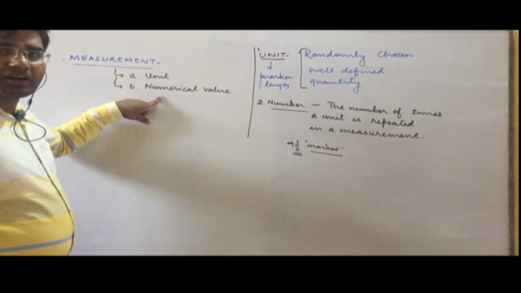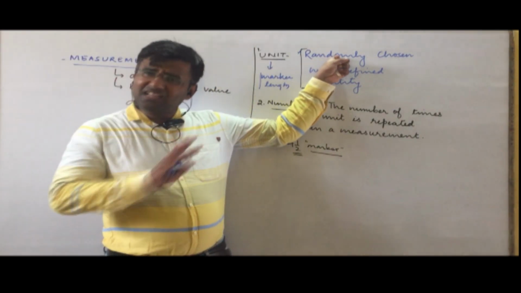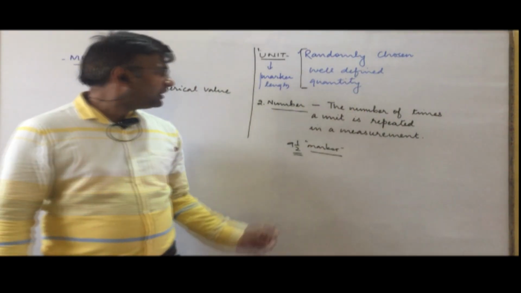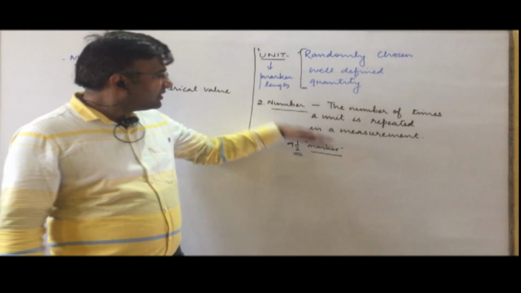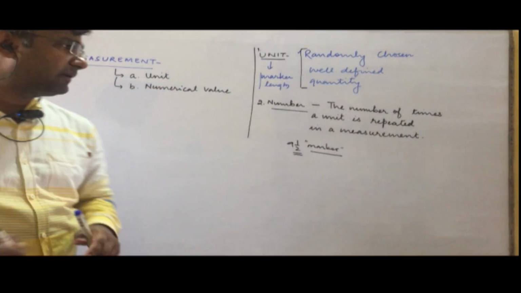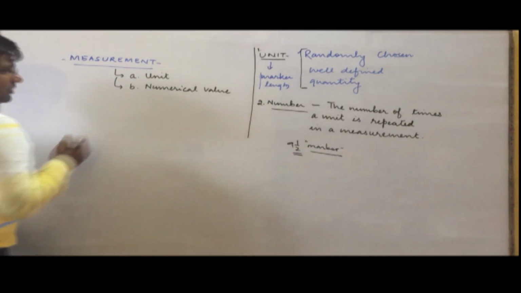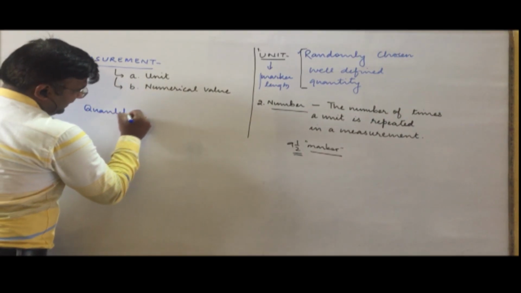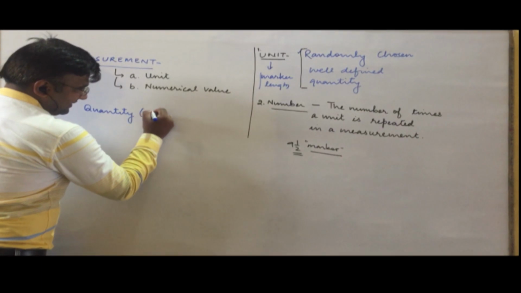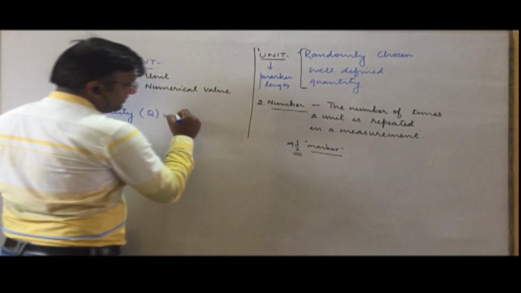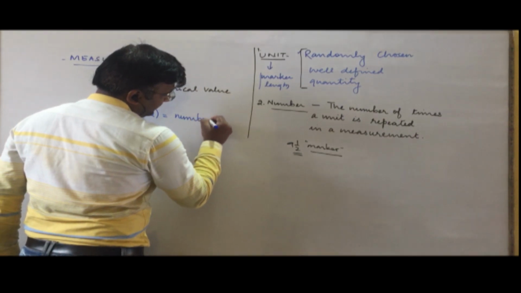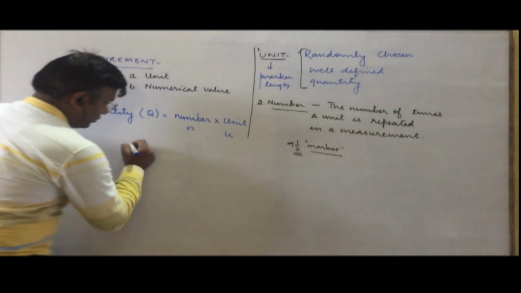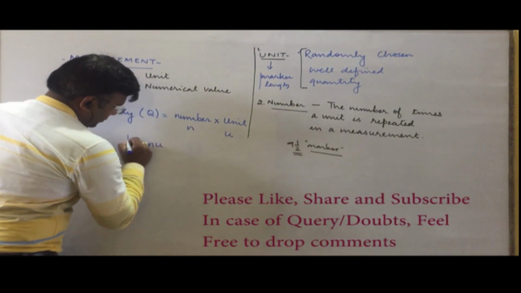It uses two things, unit and numerical value. A unit can be anything, a randomly chosen quantity. As long as it is well defined, you can call it a unit. And the numeric value is the number of times a unit is repeated. From here, we can reach a formula: the measurement of a quantity or the value of a quantity, mostly written as Q, can be written as a numeric value or number, mostly written as N, multiplied by the unit, mostly written as U. So Q becomes equal to NU.